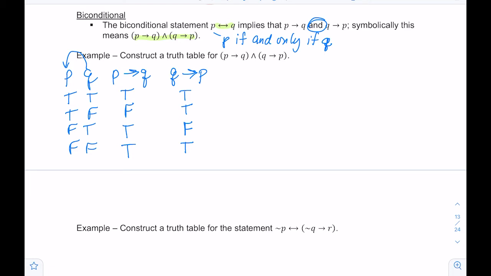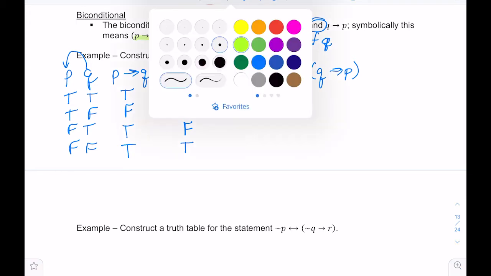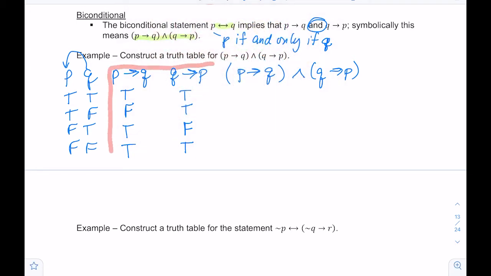Now if I put both of those columns together, if P, then Q, and if Q, then P, remember and means both need to occur. So I'm going to look at these two columns here, and remember that I need both of them to occur because that's what and implies.